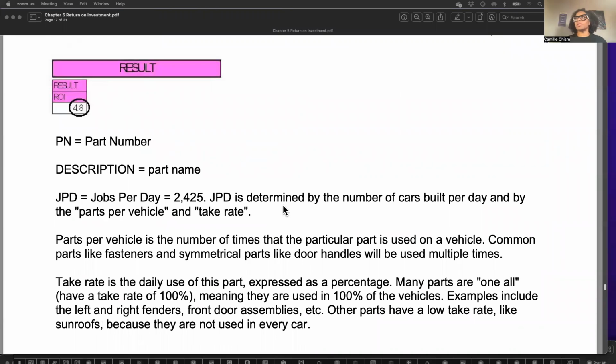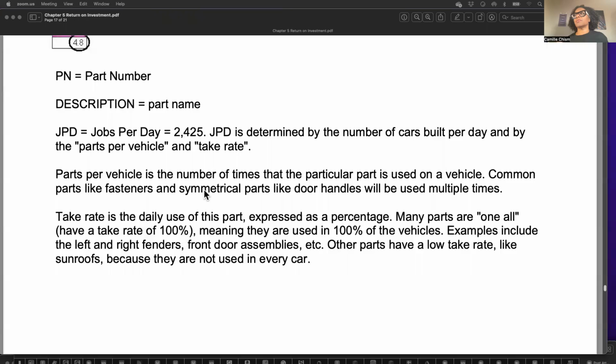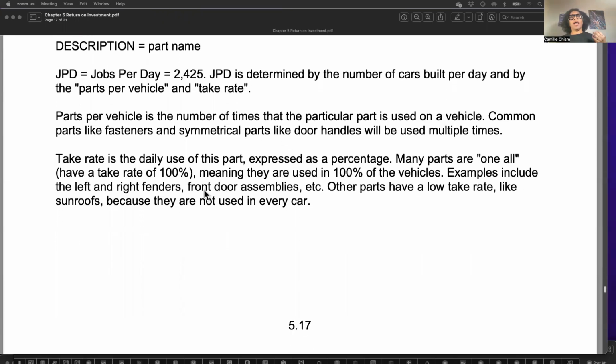That's the total number of cars built per day, and then the number of parts per vehicle, and what the take rate is. You might have something on the vehicle where you have multiple parts, like fasteners or screws, but then you could also have headrests. You might have 2, 3, or 4 headrests, depending on the vehicle, that are exactly the same. Parts per vehicle is the number of times that same part is used, like fasteners or door handles. Take rate is how many of these parts you're using per day, and it's a percent. So if it's 1, the take rate is 100%, meaning all the vehicles have it.